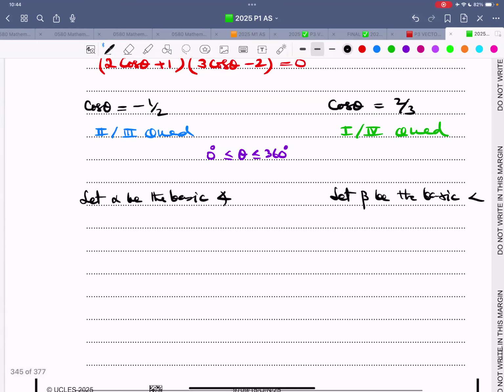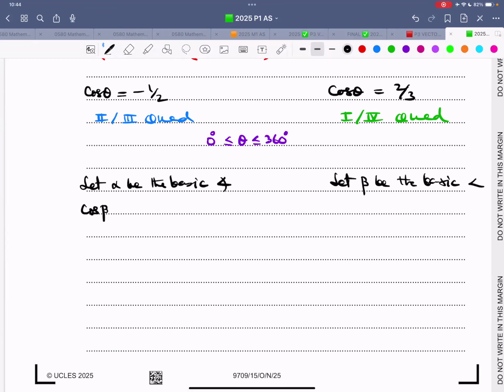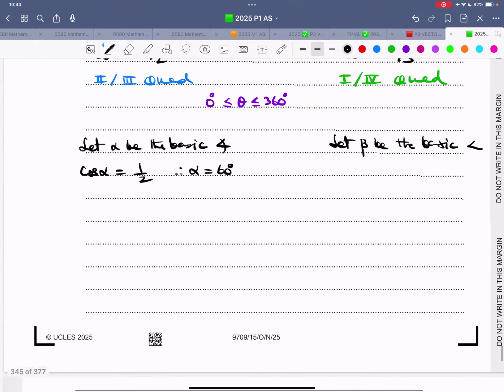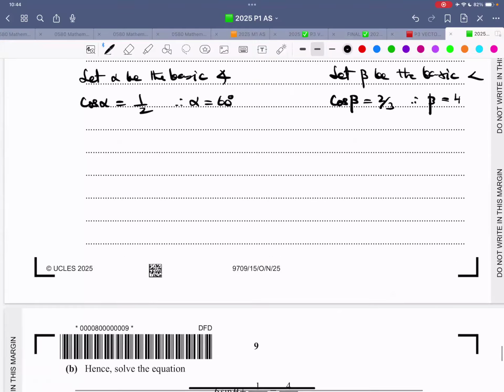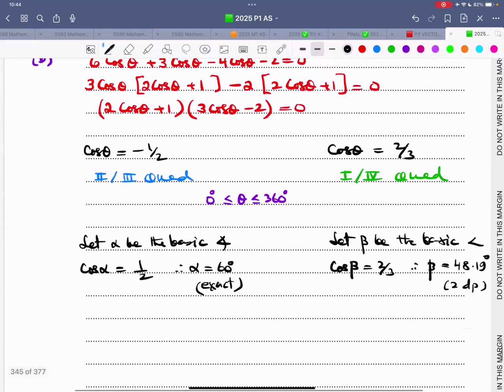So now this thing is there. So cos of alpha is equal to half. Therefore, alpha comes out to be 60 degrees. That's a famous angle. Cos of beta is 2/3. Therefore, beta comes out to be, so let me go to the calculator and get this value, which is how much? That comes out to be 48.19 degrees. 48.19 degrees, work in 2 dp. This one is exact, so no worries. Now this thing is done.